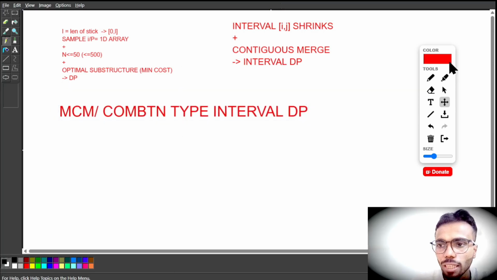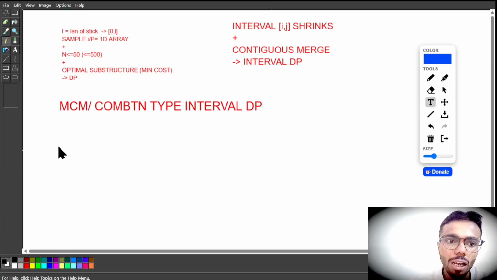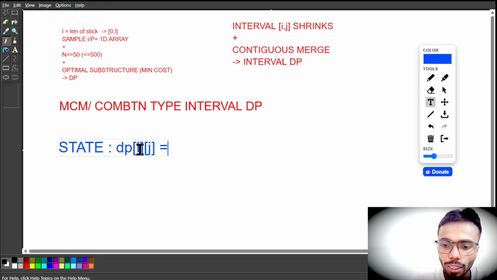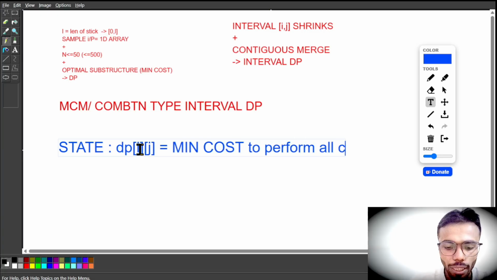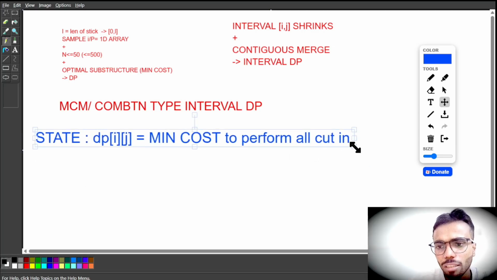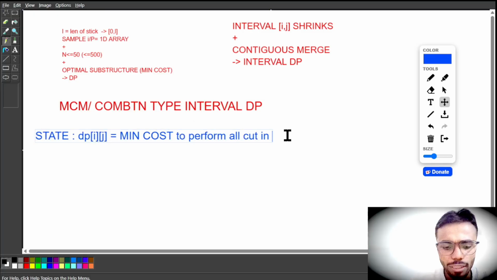Now look at the state. What state could be here? It might be obvious now, right? Because it's an interval DP, I need to track two pointers, both ends of the interval. So DP would be a 2D state, right? And I need to look for the minimum cost. So: minimum cost to perform all cuts in range i to j. Can we say that? Yes. That is a basic interval DP state: the minimum cost to perform all cuts in range i to j.